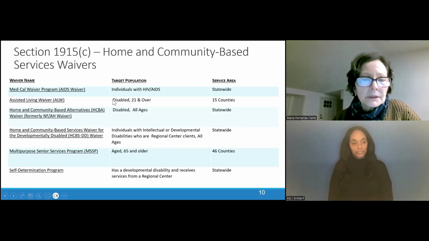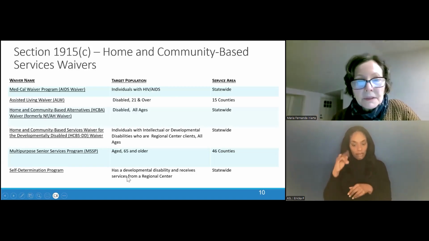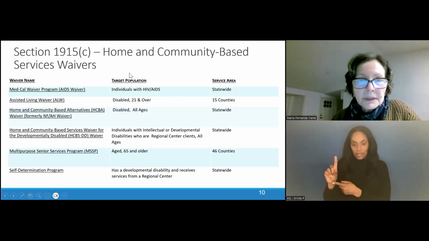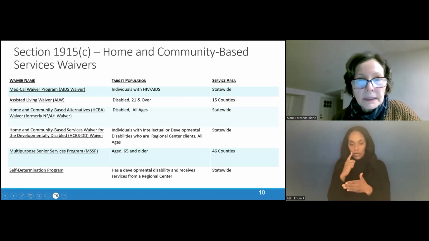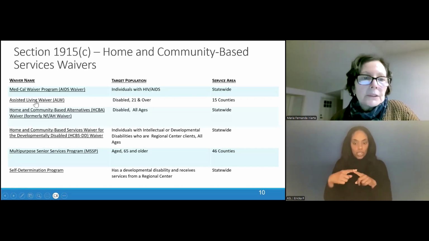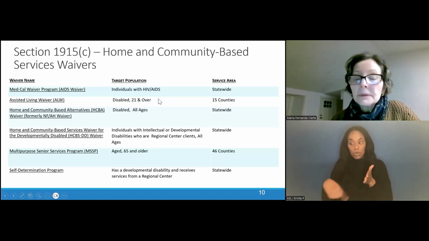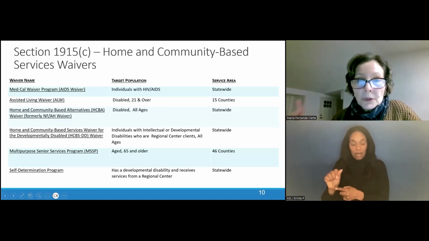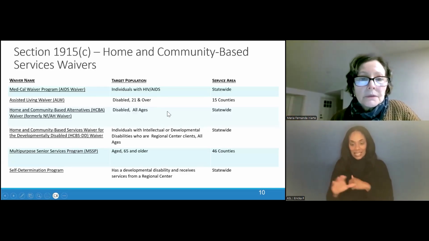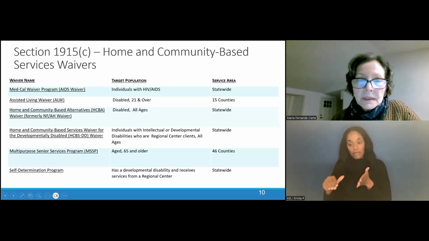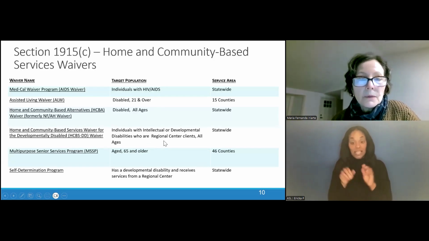So these are the current waivers in the state of California. The AIDS waiver is available for people. Now, this is not all the criteria for all of the waivers. I'm just giving you the target population and the service area. As you can see, for example, the assisted living waiver is only for people who are disabled, also 21 or over, and it's only available in 15 counties. The alternatives waiver is for anyone who's disabled, any age, available throughout the state, as is the DD waiver.